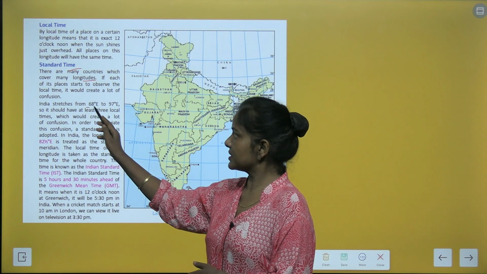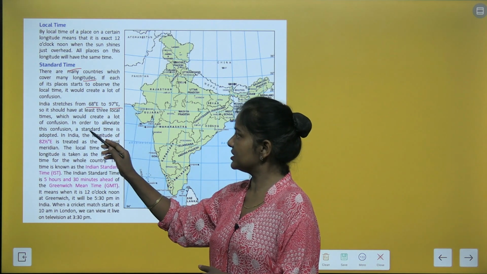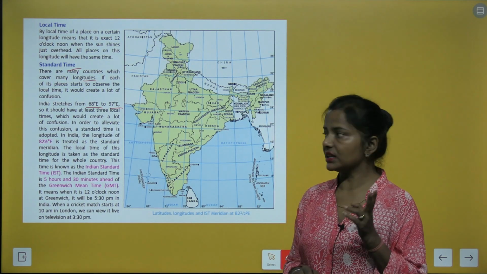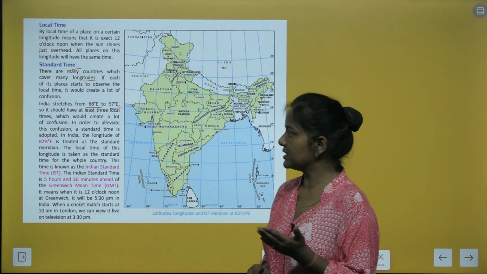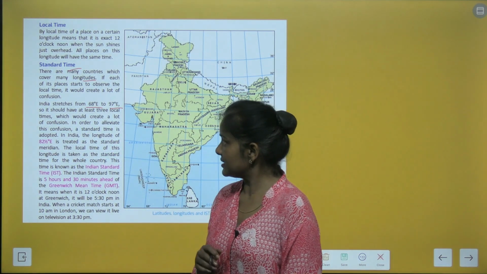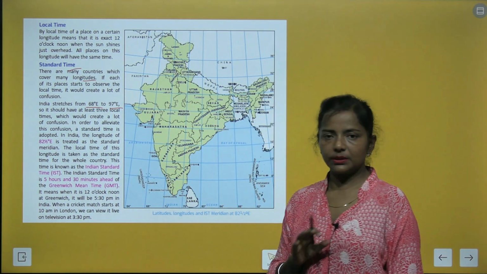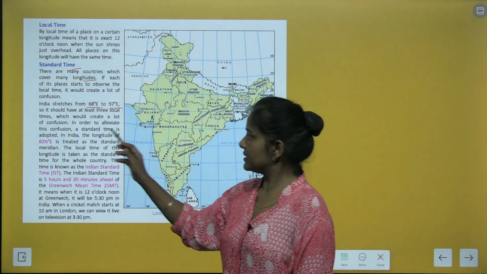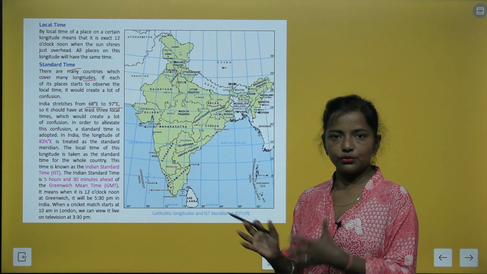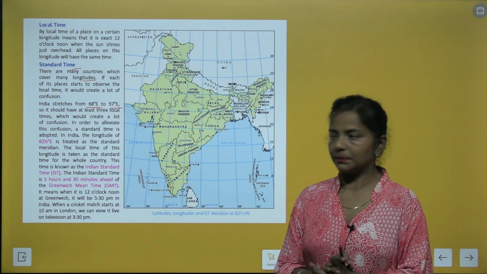India stretches from 68 degree east to 97 degree east, so it should have at least 3 local times, which would create a lot of confusion. In order to alleviate this confusion, a standard time is adopted. अब इस confusion को दूर करने के लिए एक standard time अपनाया जाता है.